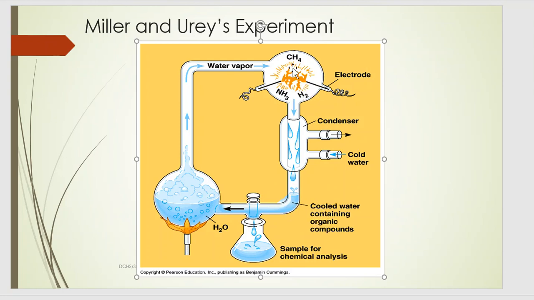So what are these three molecules? These are inorganic molecules, not organic molecules: CH4, NH3, H2. So these were there in the early atmosphere. This has been converted into organic compounds, and these organic compounds created a foundation for modern life. So this is the hypothesis that Miller and Urey tried to prove, that organic compounds can form from inorganic compounds.